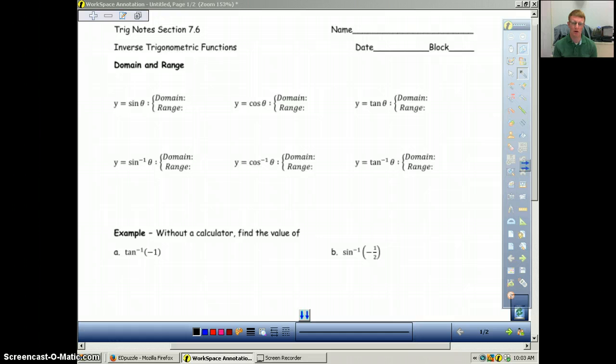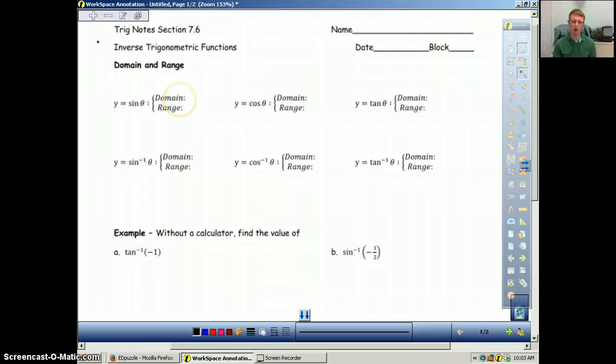and range, I know that many of you struggle with domain and range, but what we need to make sure is that this is important. This really is important for you to understand, and you'll kind of see that as we go through this section. So let's talk about domain and range real briefly.